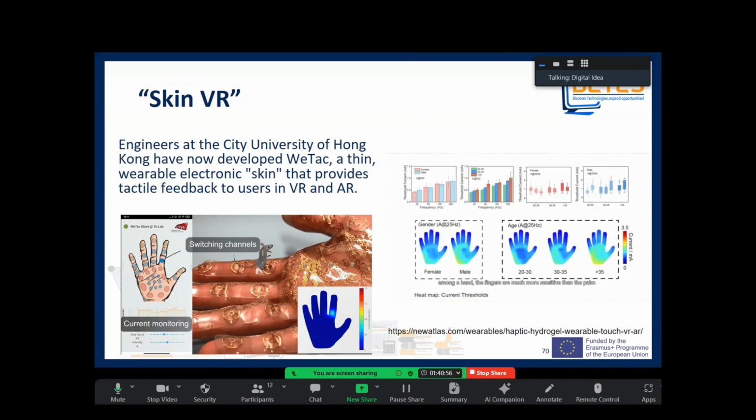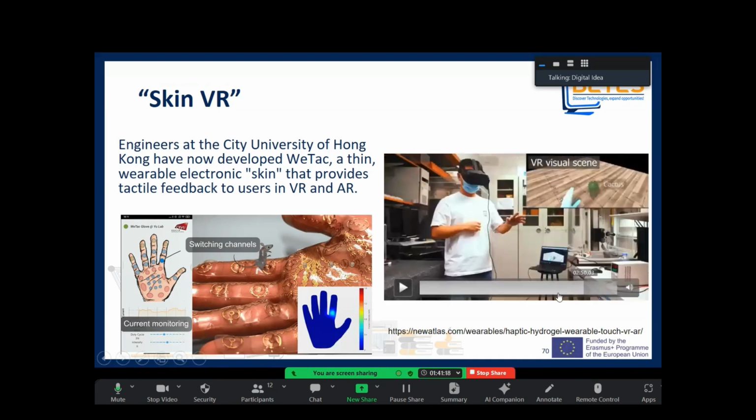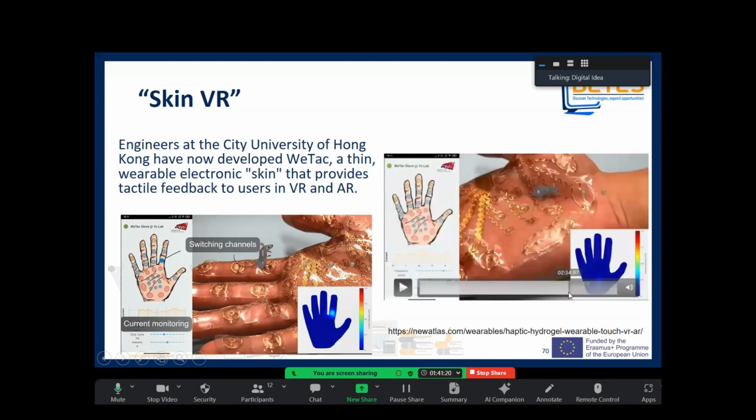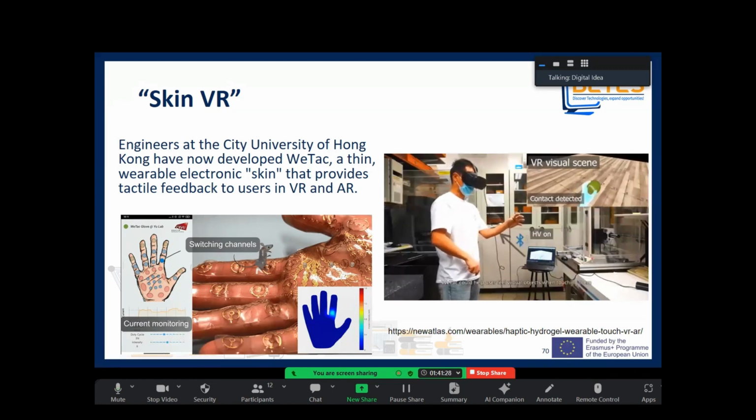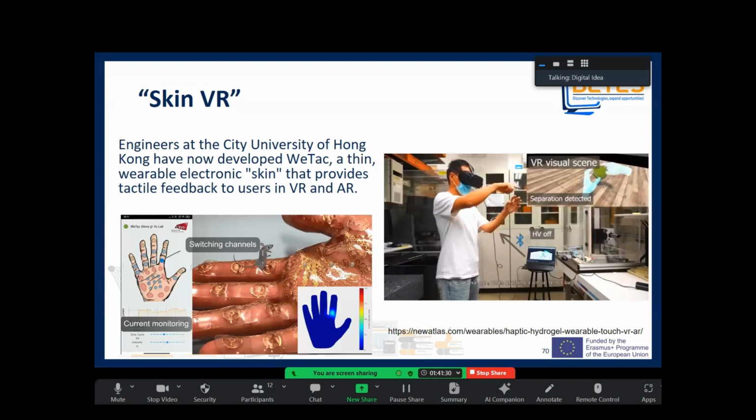People's hands are different based on their age, their work, their profession. They monitor how your hand touches, and they create a silicone glove to put on your hand and use it in a VR environment. What is impressive is that they can eventually create sense with your hand.